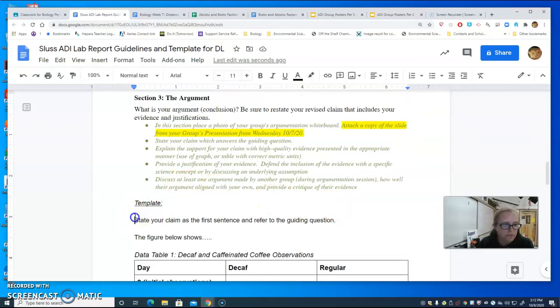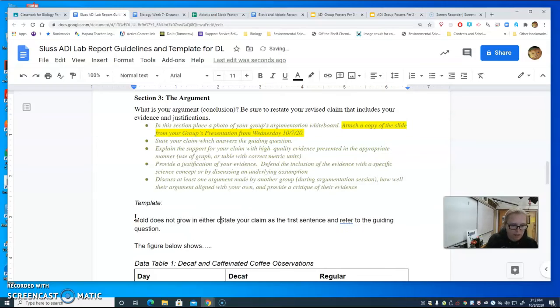So state your claim as the first sentence. So that you would say mold does not grow in either caffeinated or decaffeinated, oh my god, coffee.